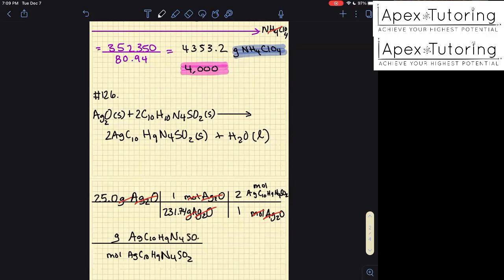What number goes on bottom? Is it one? What number goes on top? Ooh, that one's gonna be fun. We have to add it up.